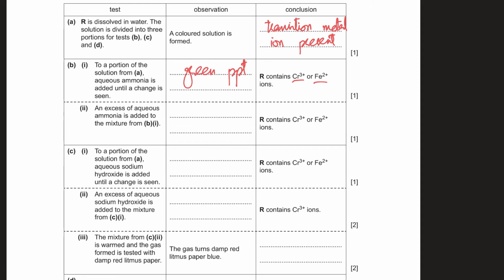An excess of aqueous ammonia is added. So chromium 3 and iron 2, we know they are insoluble. So precipitate insoluble is something we can mention to know that it is still either one of them. We are not sure which one.